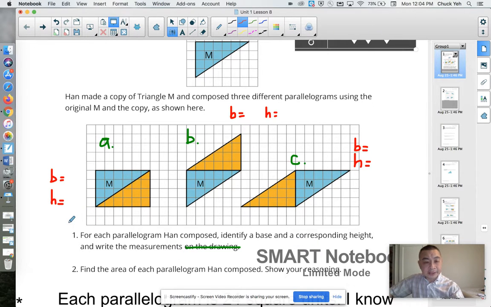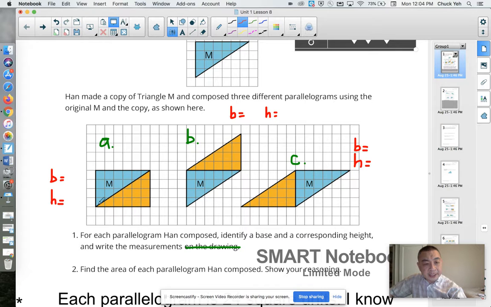We're just going to write this in our notebook. So on number 1A, find the base and height. On 1B, find the base and height. And 1C, find the base and height. So go ahead and pause it there and try to figure it out yourself. If you can't, or when you're done, just unpause it and watch and hear the answers.